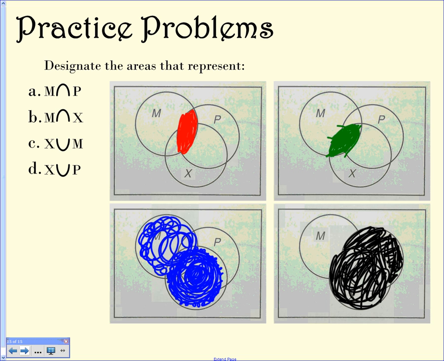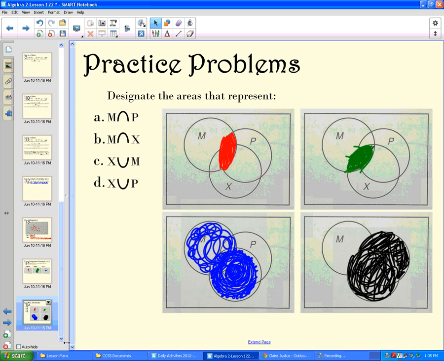Do you agree with Dusty? Yes, I do. Do I need to go over these? No. Any questions on Venn diagrams?